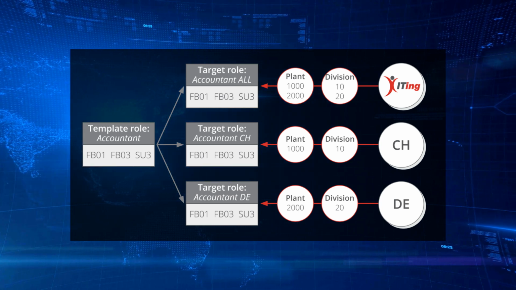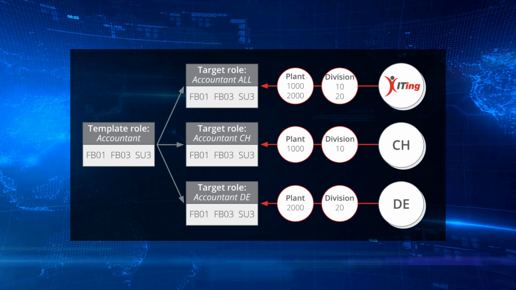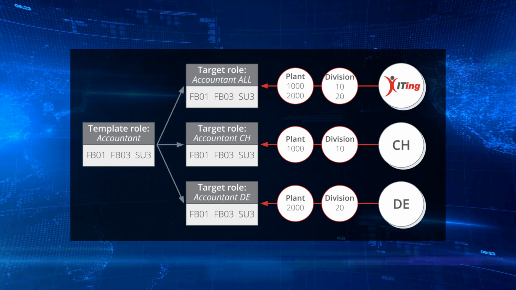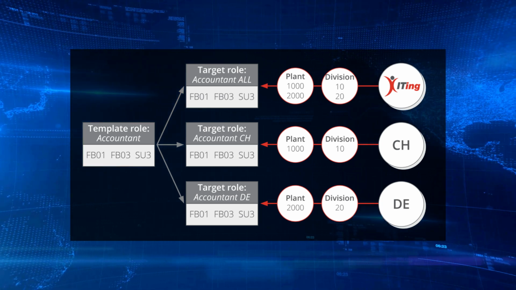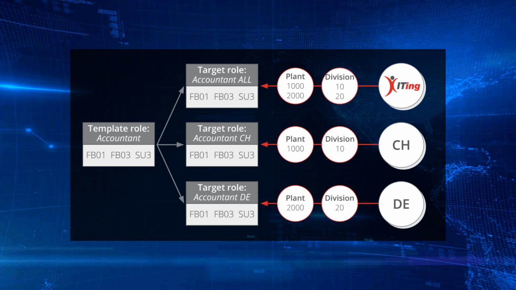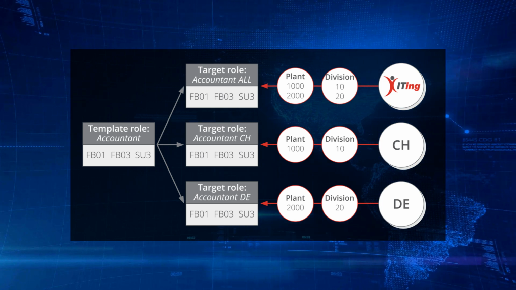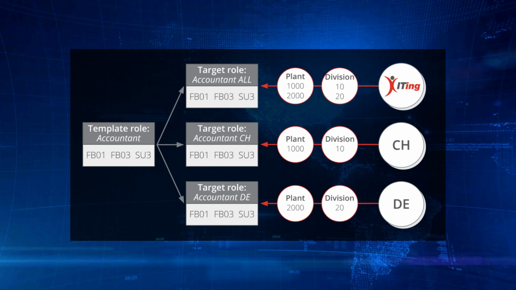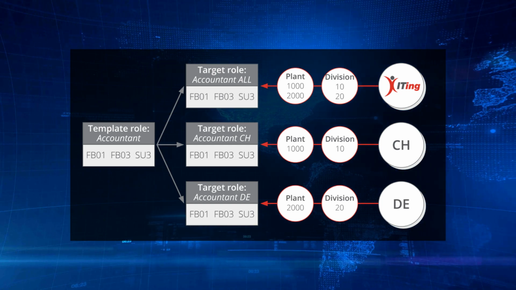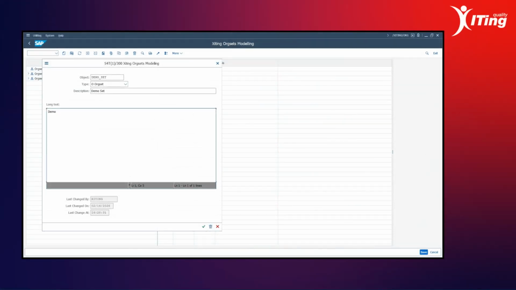An Orgset represents an organizational unit within your company, such as a branch or department. It consolidates all relevant organizational levels into one centralized entity, ensuring simple and efficient maintenance. Once created, an Orgset can be mass replicated across all relevant roles, allowing you to create or update large numbers of derived roles with just a few clicks. Let's take a look at how this works in the system.